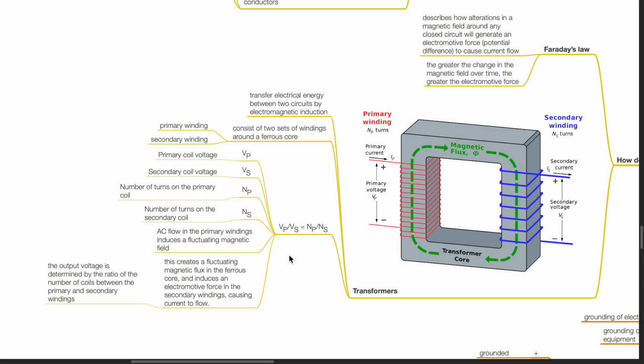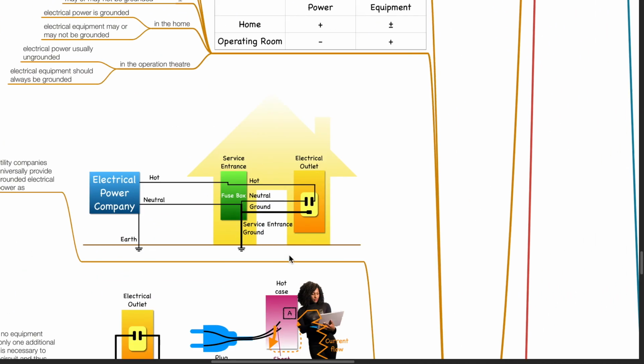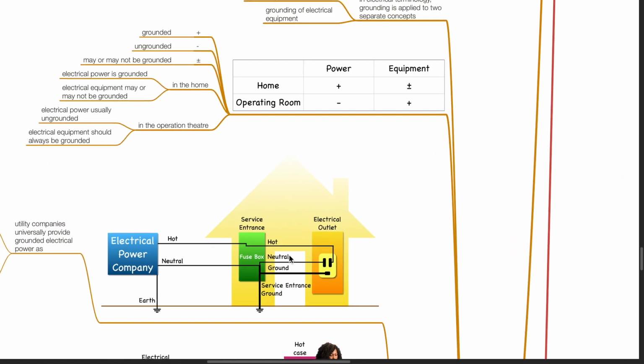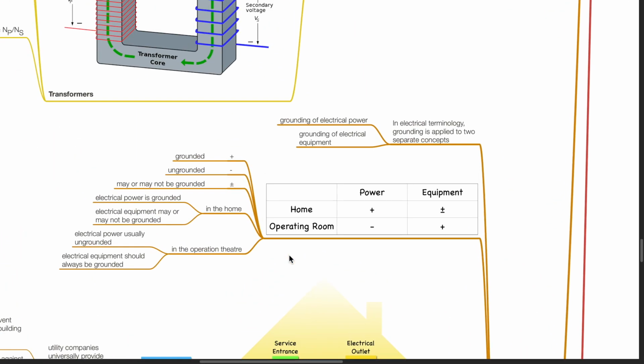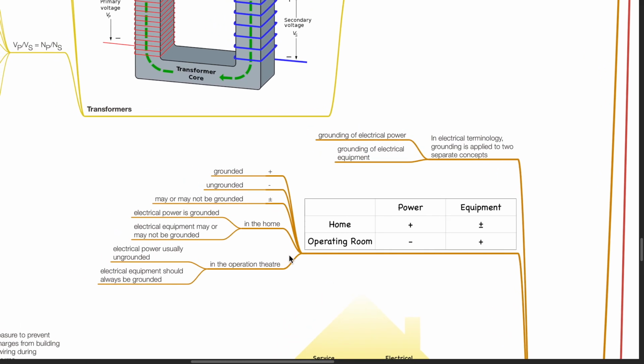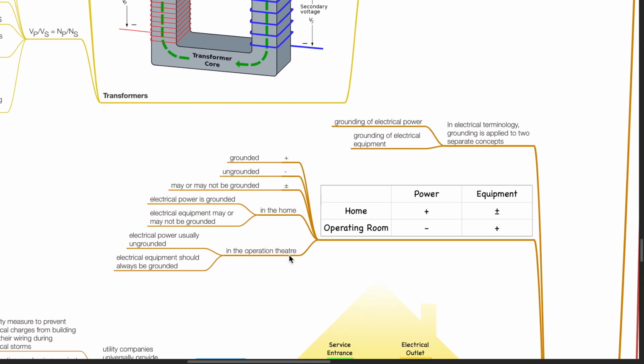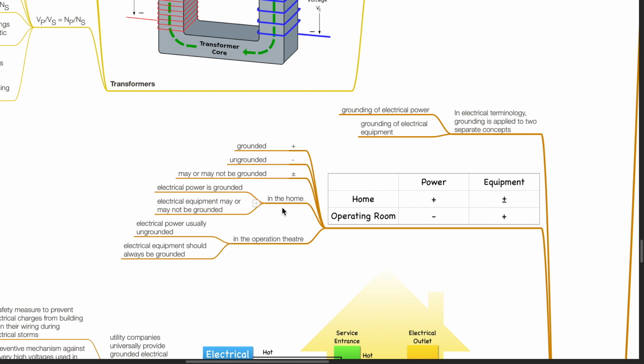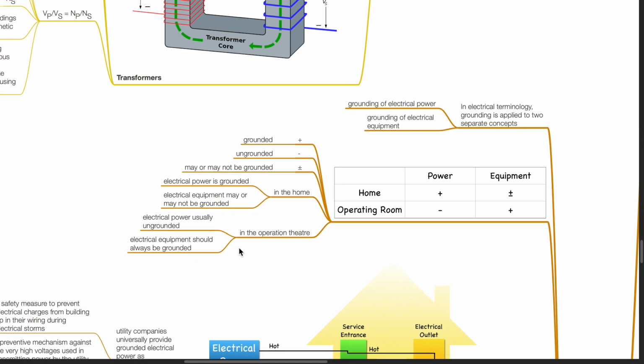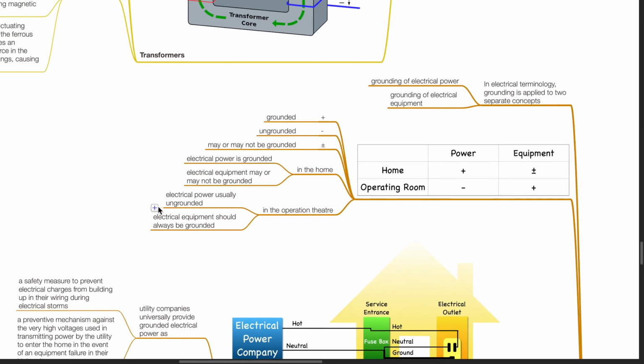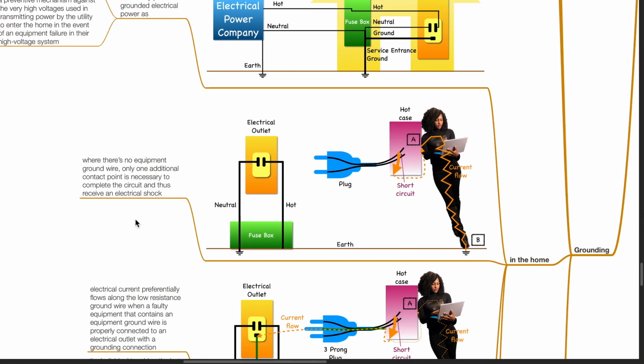Grounding. In electrical terminology, grounding is applied to two separate concepts: grounding of electrical power and grounding of electrical equipment. In the home, electrical power is grounded and electrical equipment may or may not be grounded. In the operation theatre, electrical power is usually ungrounded and electrical equipment should always be grounded.